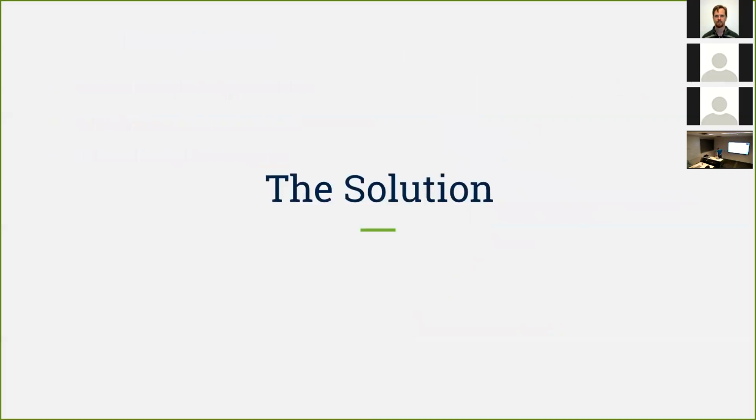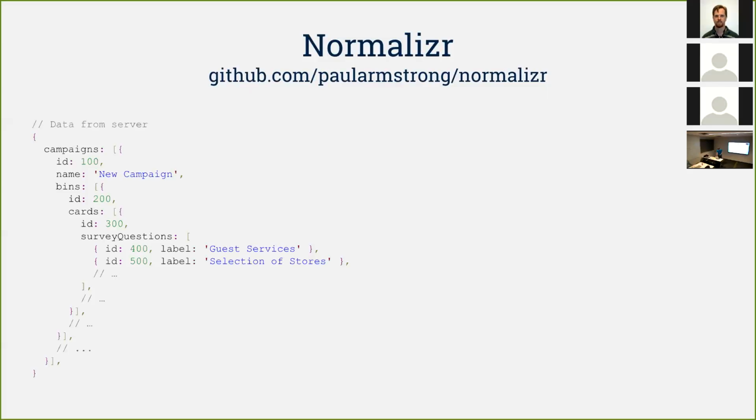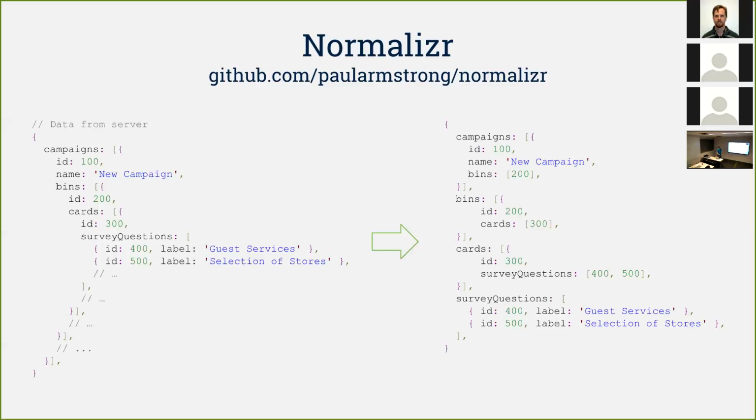So the solution to this problem is to use Redux Normalizr, which is a library now maintained by Paul Armstrong, but I think it was originally developed by Dan Abramov, who's also the creator of Redux. So what does Normalizr do? Normalizr will transform your deeply nested data structure. This is what was from a few slides ago. We'll transform that into this, which is a much flatter structure with a single function call to normalize.